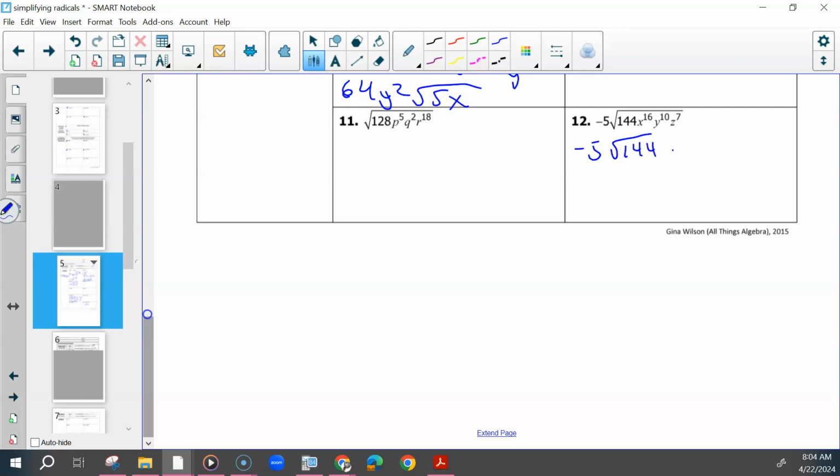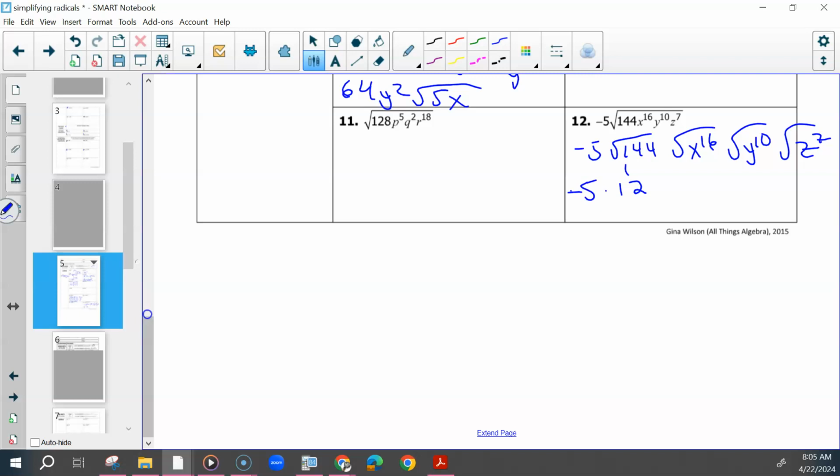I'm just going to separate everything first, and then we'll talk about separating things more. Is the square root of 144 a perfect square? Yes. 12.